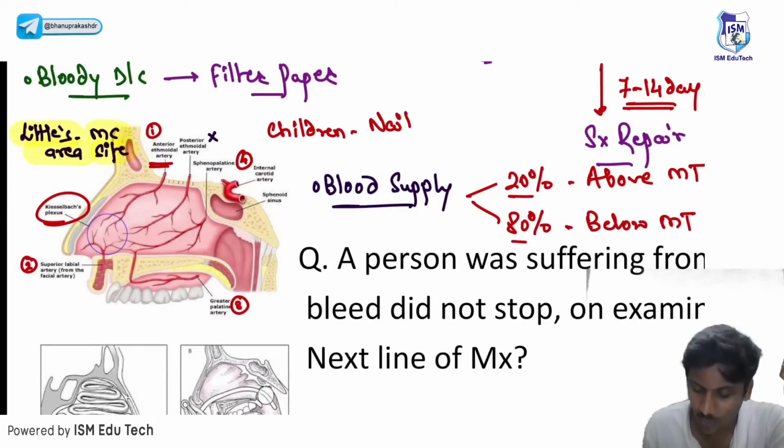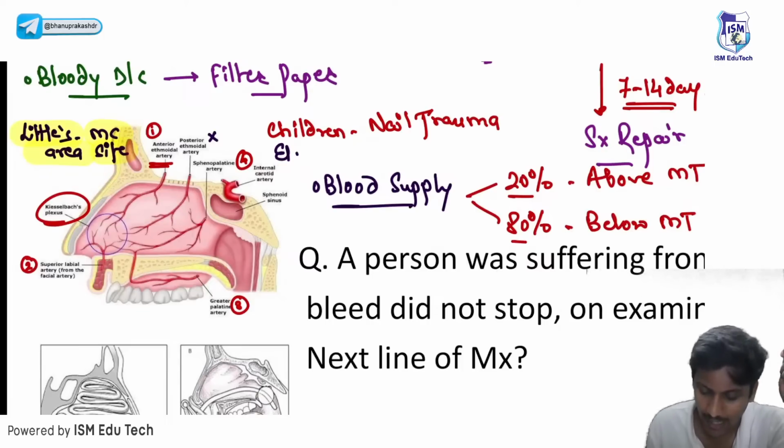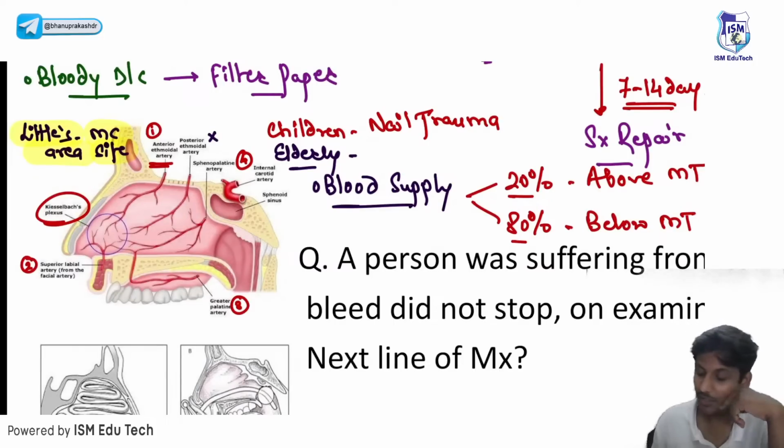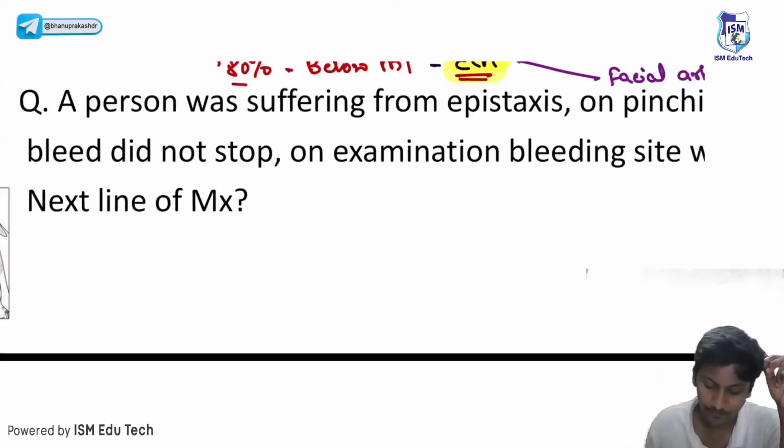Important is, please tell me one thing: in an elderly patient, what is the most common cause and which plexus will bleed? Please let me know that. Which plexus bleeds in an elderly patient?